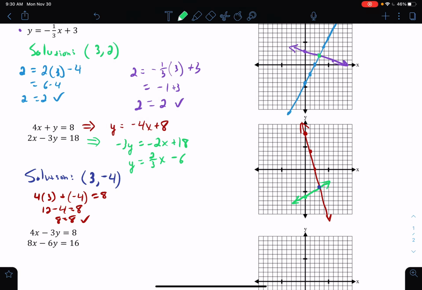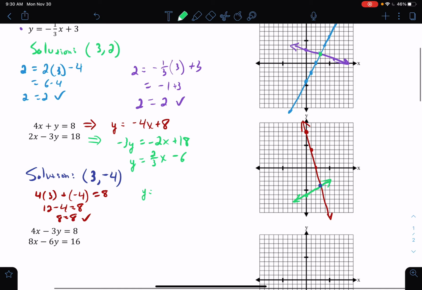For the second one, I'll use the slope-intercept form version. Again, it doesn't matter. But instead of y, I'm going to plug in -4. I've got 2/3, and instead of x, I'm going to plug in 3, minus 6. 2/3 times 3 is 2. 2 minus 6 is -4. So you get -4 equals -4. The left-hand side equals the right-hand side. Therefore, this solution works for both equations. Therefore, it's the solution to the entire system.